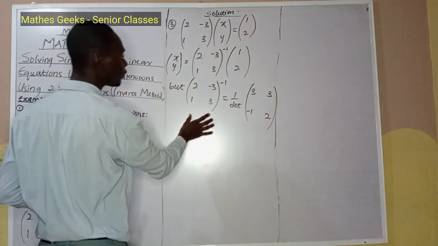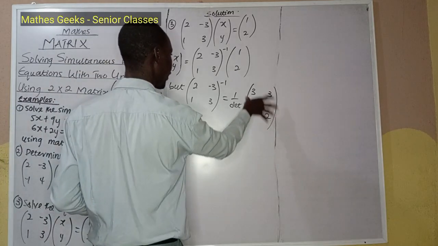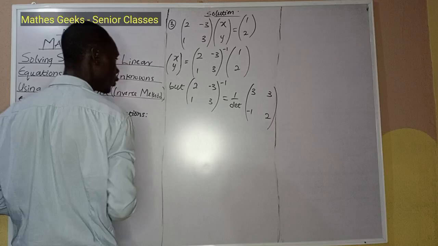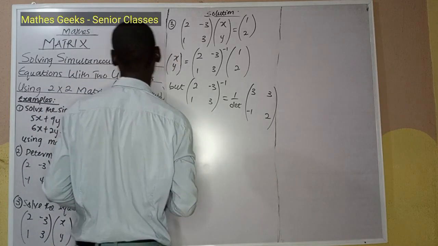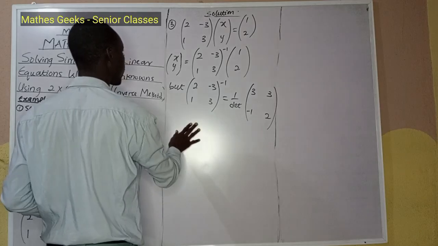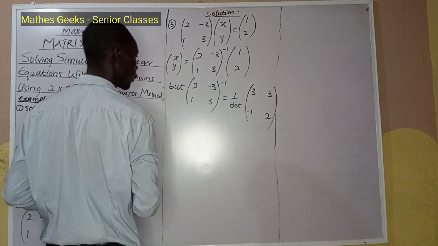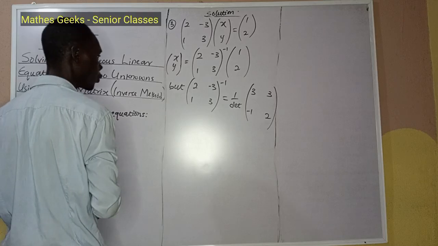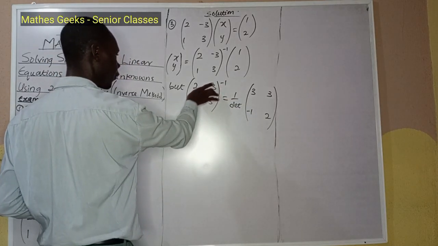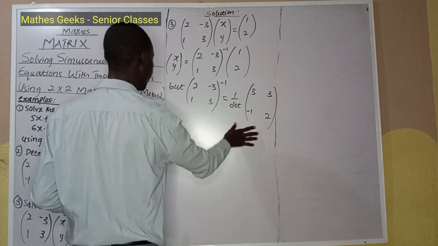At this point, if you're watching this video and you don't understand why this part is like this, I would advise that you skip this video and go back to the video that treated inverse of a 2 by 2 matrix, and make sure you understand how to get the inverse of a matrix before coming back to this video, because that's exactly what I'm doing here.